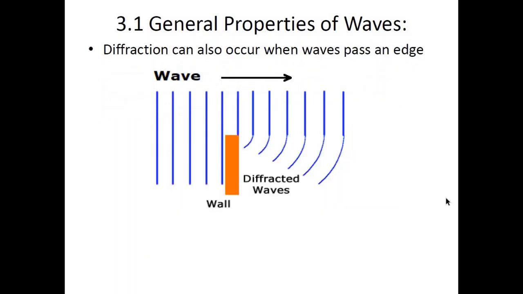Diffraction can also occur when a wave passes over an edge or an obstacle in the ripple tank, and this causes the wave to be slightly spread out towards the edge where there was an obstacle.